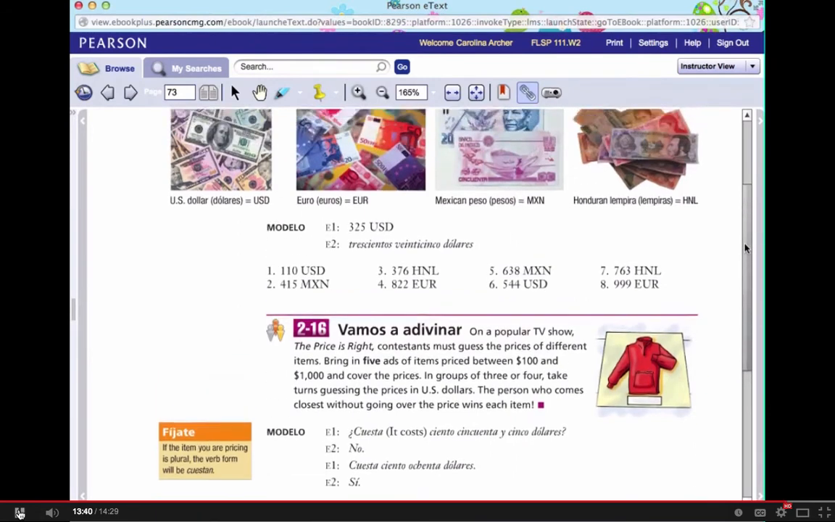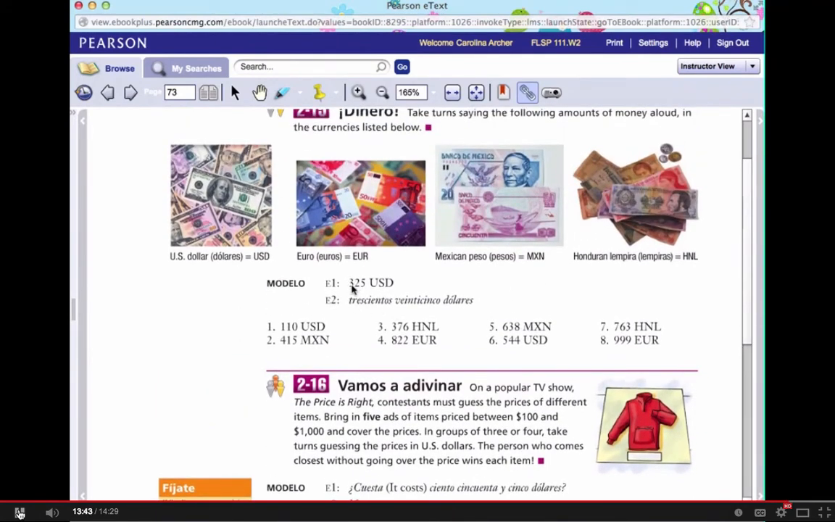So here, for example, it would be 325, okay? The numbers that you already know. 110, okay? 822, okay? So you're going to put them all together now, all right?